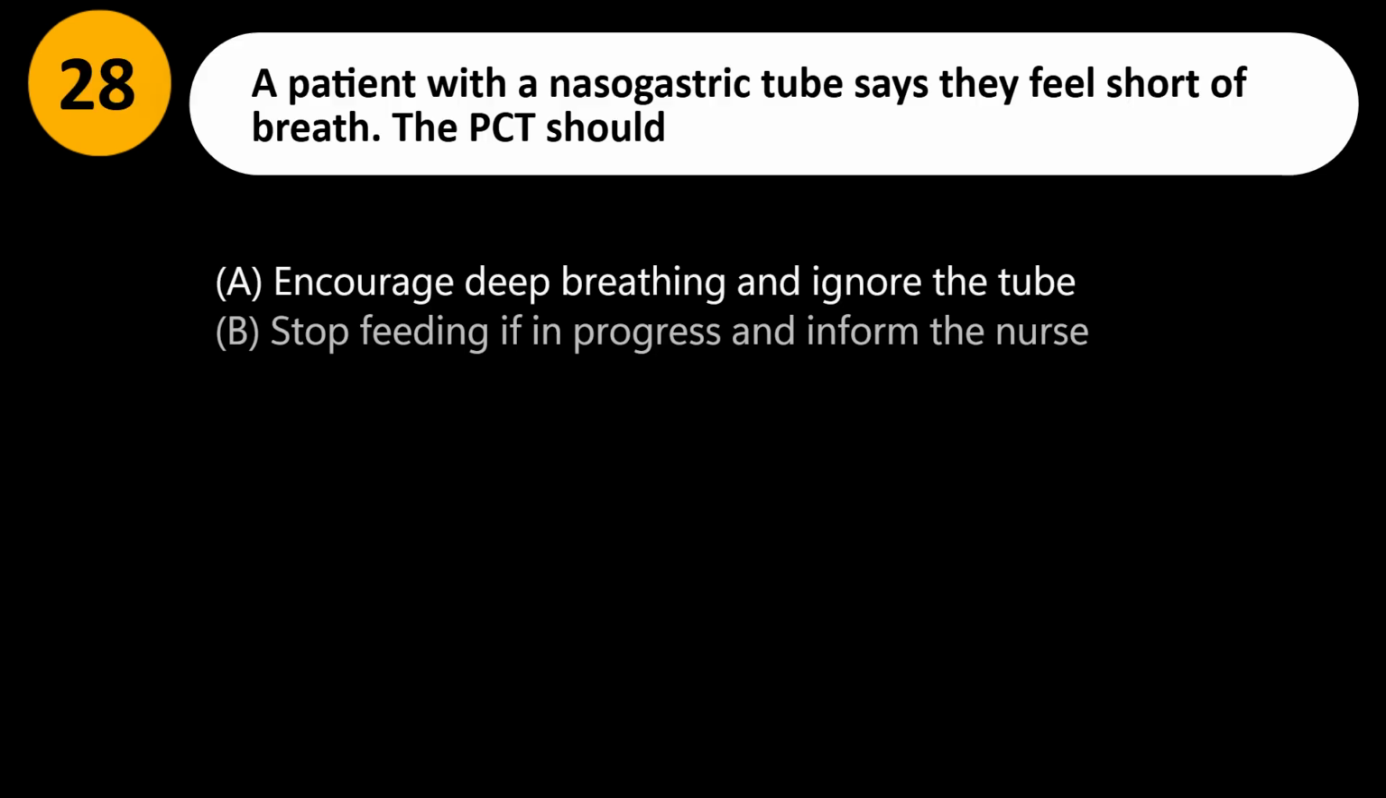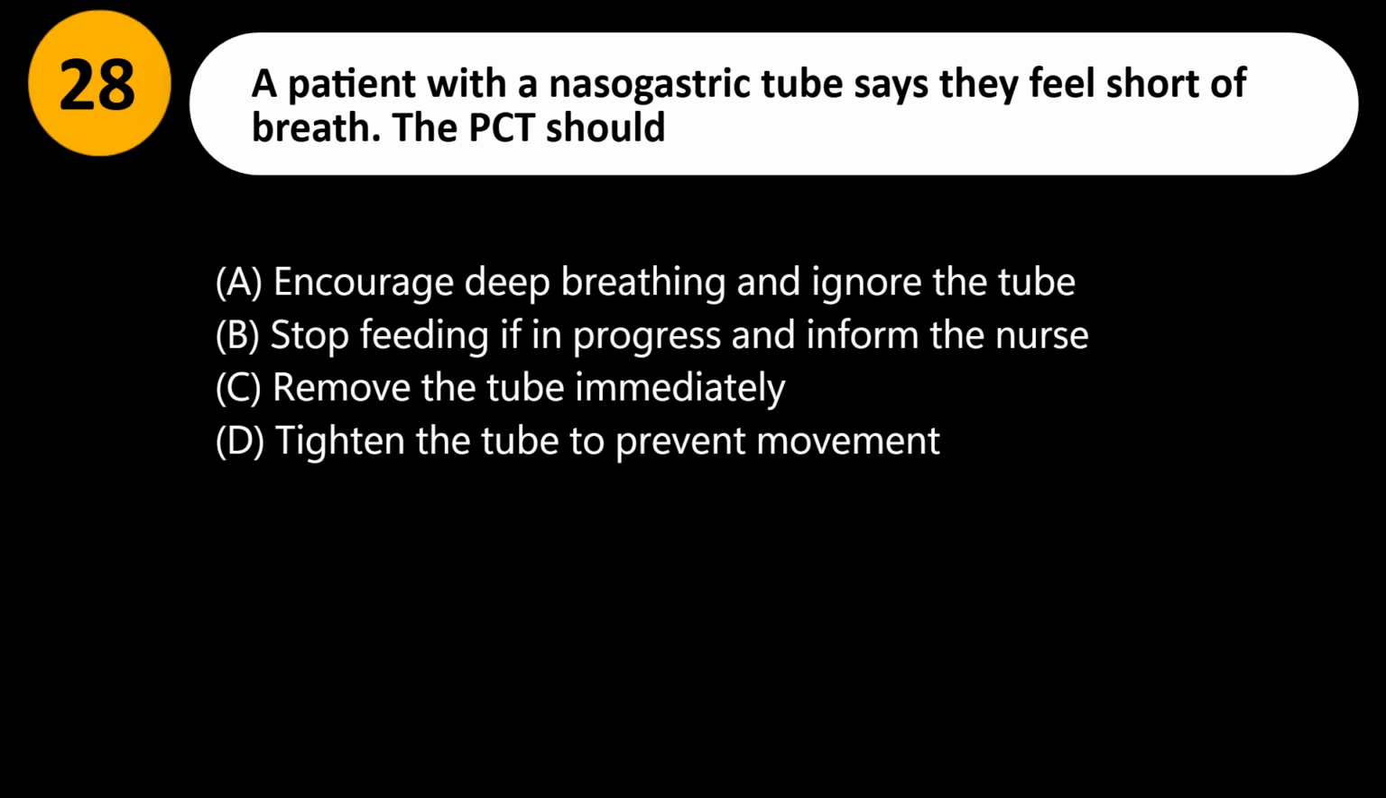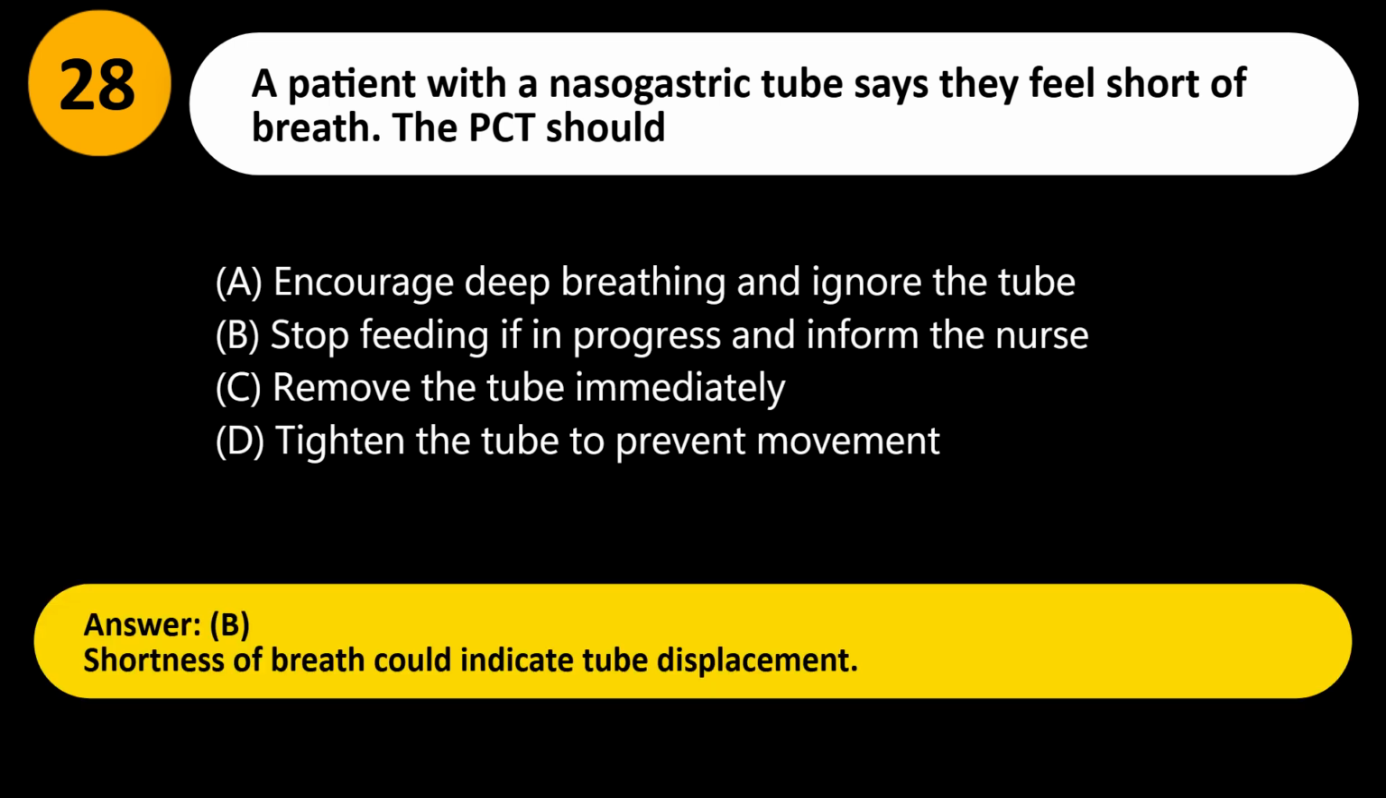A patient with a nasogastric tube says they feel short of breath. The PCT should: A. Encourage deep breathing and ignore the tube. B. Stop feeding if in progress and inform the nurse. C. Remove the tube immediately. D. Tighten the tube to prevent movement. Answer, B. Shortness of breath could indicate tube displacement.